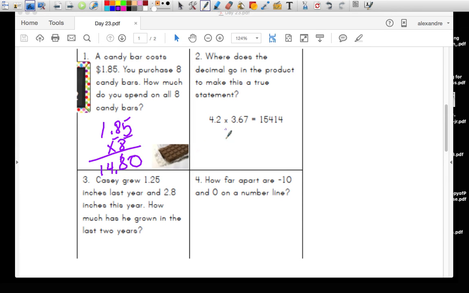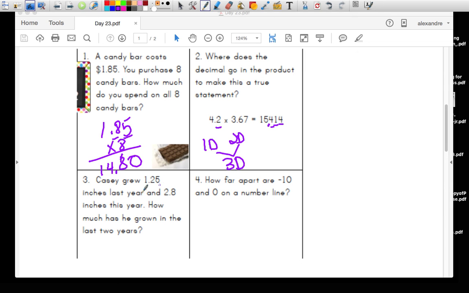Where does the decimal go? Well, without doing any multiplication, I know that this one has 1 decimal place. This one has 2 decimal places. So these two combined is 3 decimal places. My answer should have 3 decimal places. So 1, 2, 3 between the 5 and the 4.